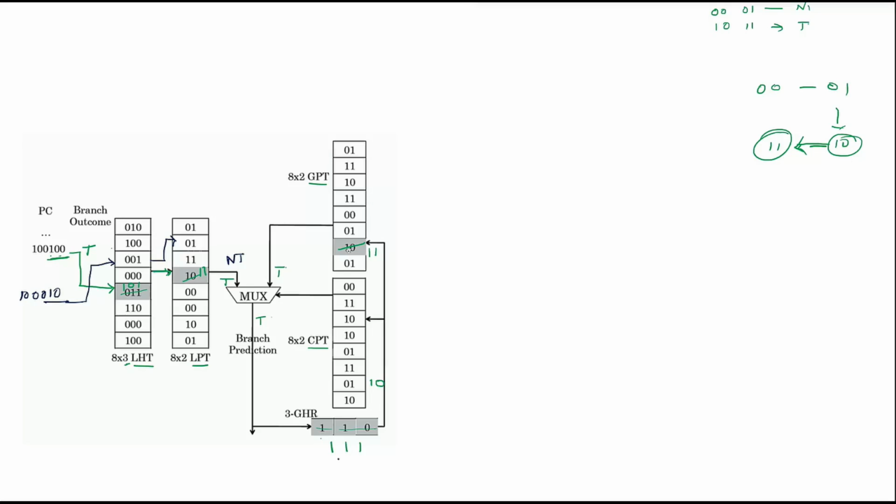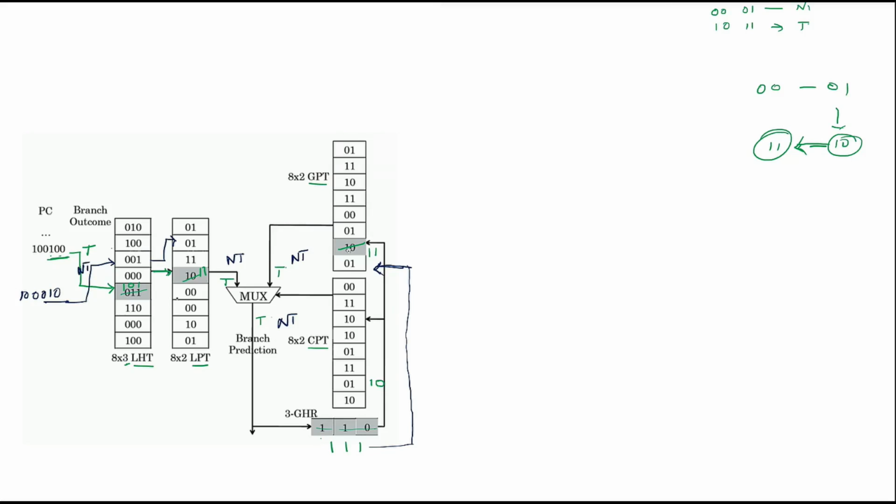Here what is it? 111, because the GHR has been updated to 111. So 111, where does it go? It will go here. What is there? 01, isn't it? Since it is 01, here also it is going to be not taken. Since it is not taken, our output is also going to be not taken. So assume the branch taken is also not taken.